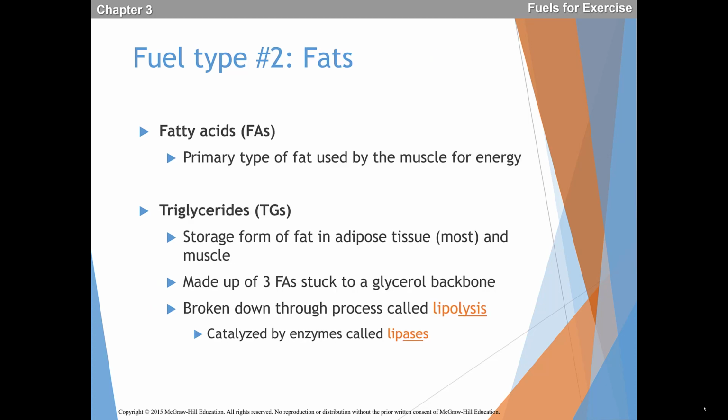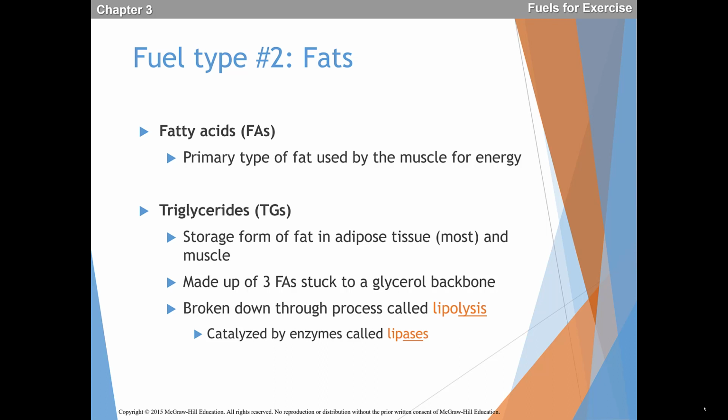Our second fuel type is fats. There are two types of fats that we'll focus on in this class. We have fatty acids or free fatty acids, which are abbreviated either FA for fatty acid or FFA for free fatty acid. These are the primary types of fat that we use for energy.